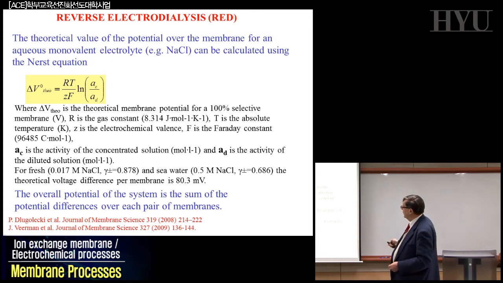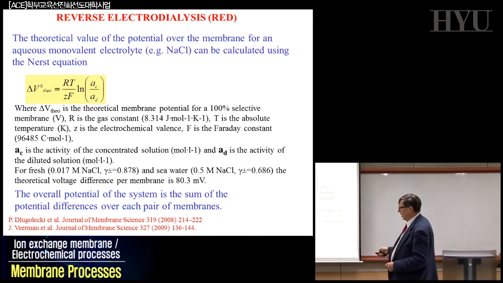Though that is assuming that the membrane is 100% selective, and we learned the transport number equals 1 for the cations. Now we know what selective means in this case. The other numbers are the traditional ones. R is the universal gas constant, then temperature, and charge, Faraday. And you can just put in your concentration, the activity of the solution, and you can calculate.